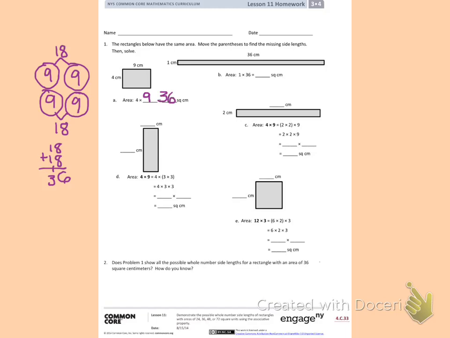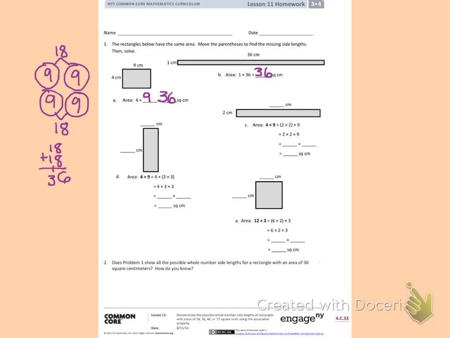Now let's look at item B. This time, one side is 1 centimeter and the other is 36 centimeters. Again, in order to determine the area, you multiply one side by the other. 1 times 36. That's the same thing as saying one group of 36, which is 36.